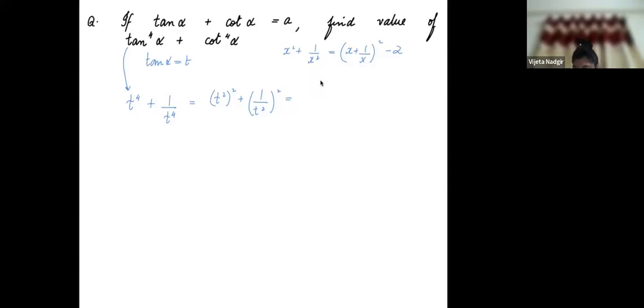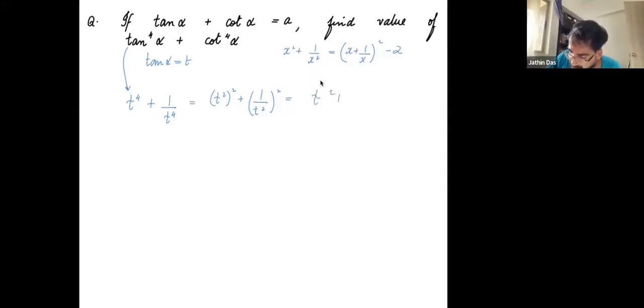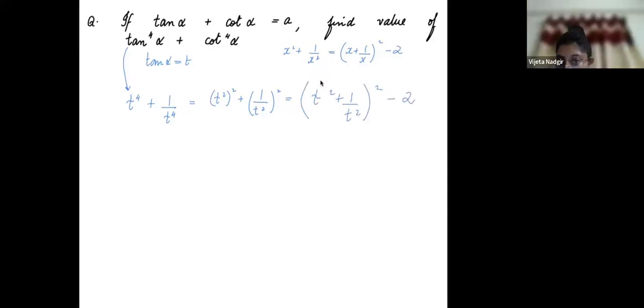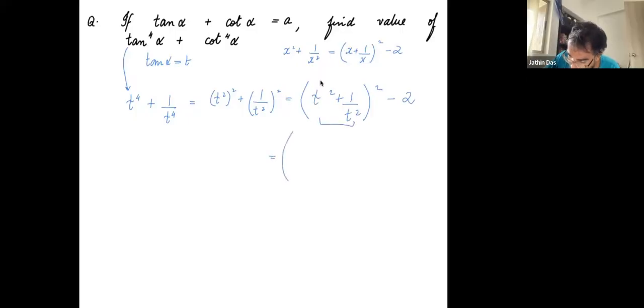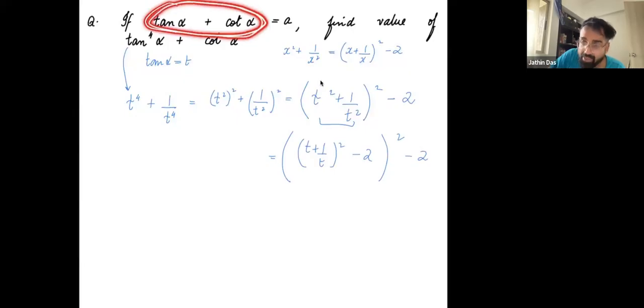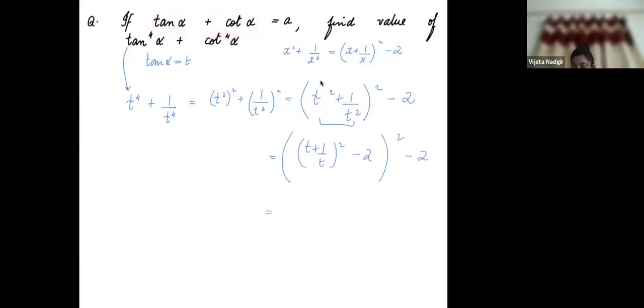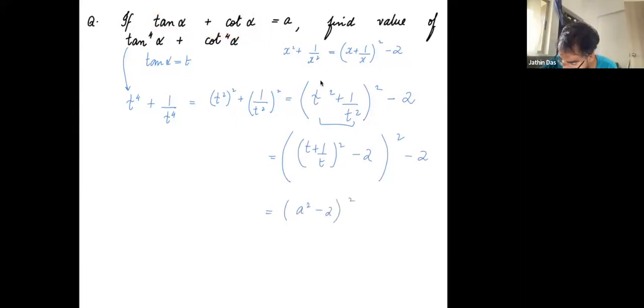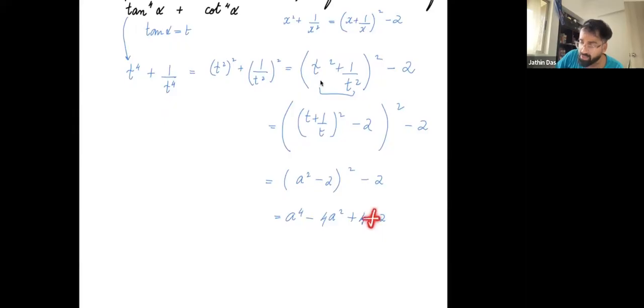So here, see what I'm doing. I'm just applying this formula. You will get whole square minus 2. And now this again I can write as (t plus 1 by t) whole square minus 2. See, now what is that t plus 1 by t? This t plus 1 by t is a. So it is a square minus 2, whole squared, minus 2. That is a raised to 4 minus 4a square plus 4 minus 2. See? Maybe somewhere you made a sign mistake. Yeah, I got it.